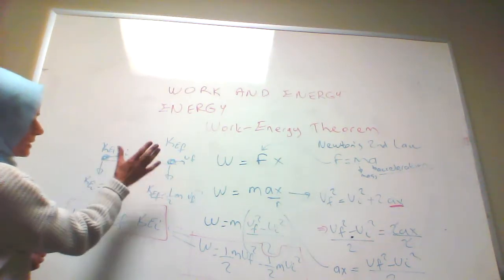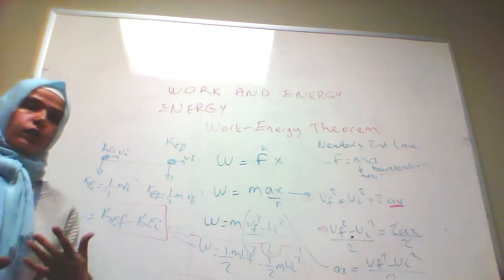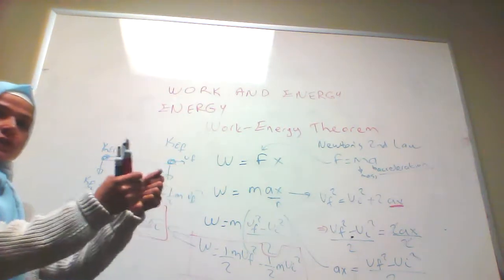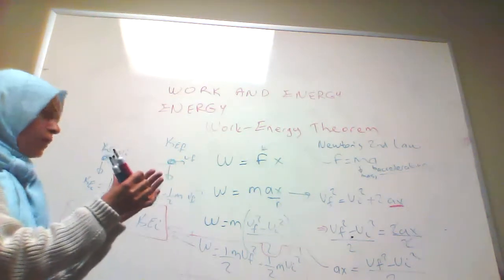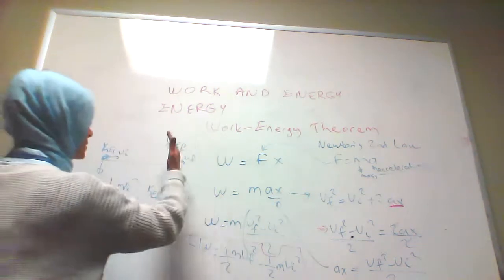If the object is decelerating, the work done will be negative. Now it makes sense that work could be negative. If the object is accelerating, that means there's a force pushing it in the direction of the motion. But if it is decelerating, there is an initial velocity already, and a force is trying to stop it.